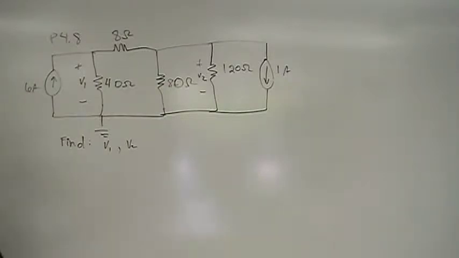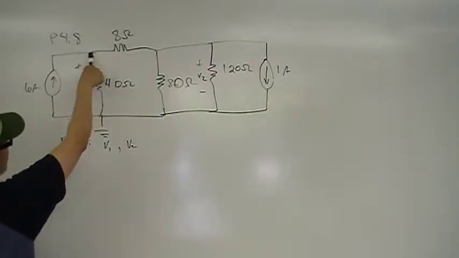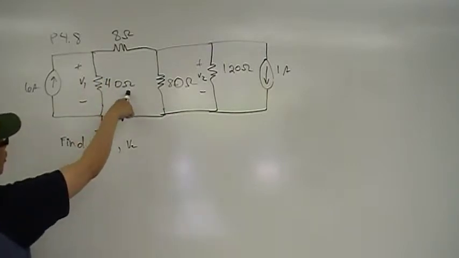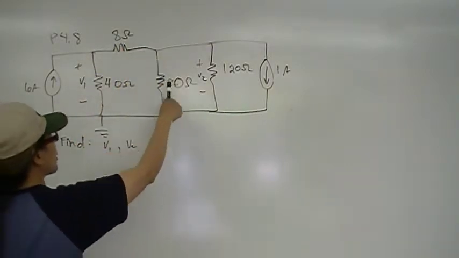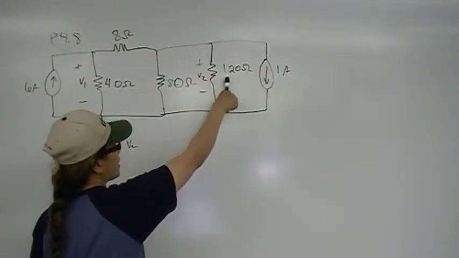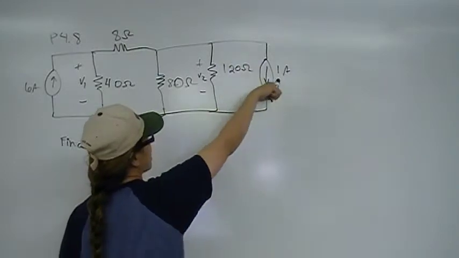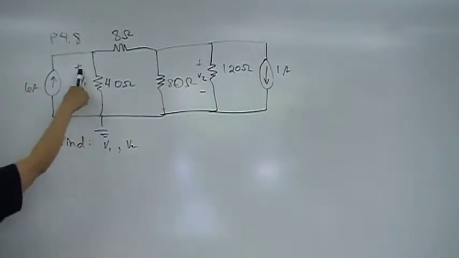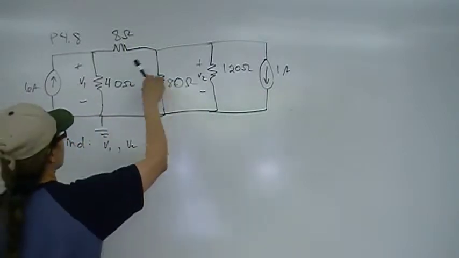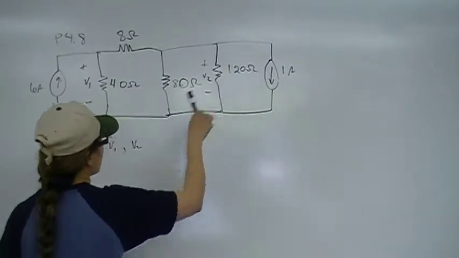Hello you guys, this is problem 8 of chapter 4, and here we have a 6 amp current going into a node where there's a 40 ohm resistor connected to an 8 ohm here. This is an 80 ohm resistor, and this over here is a 120 ohm resistor, and this branch current is 1 amp. Okay, so we want to find V1 and V2, so the voltage drop across the 40 ohm resistor and the voltage drop across the 120 ohm resistor.